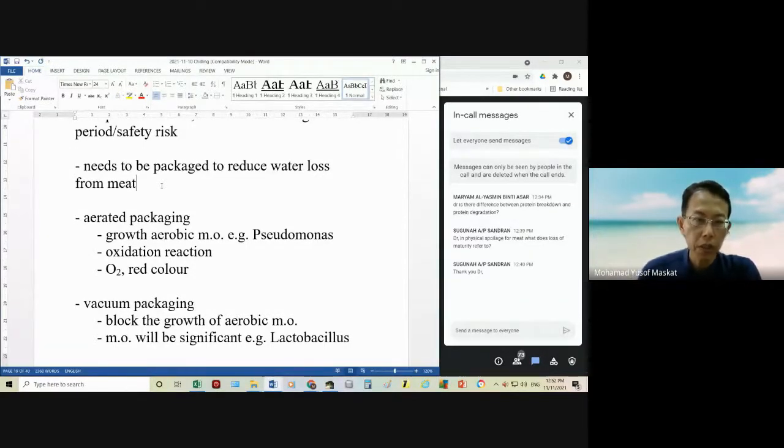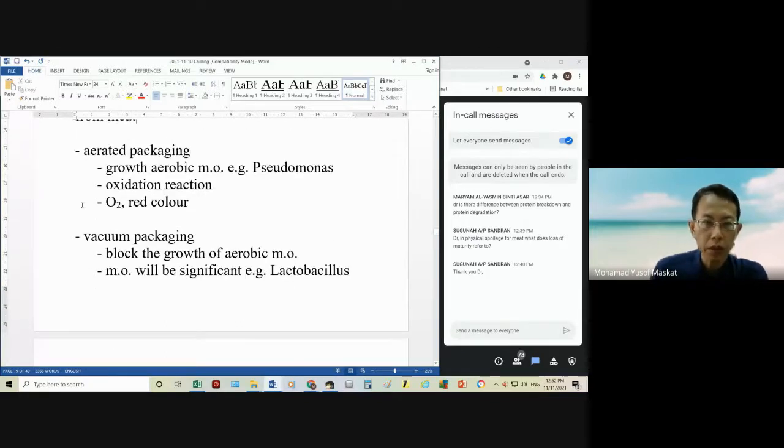How do we package it? There are several methods. The first is just normal packaging, which I put as aerated packaging, meaning that the package has air inside it. The normal type, we put the product inside a package and then we seal it. That's all. So the composition of air inside the package is similar to the composition of air outside of the package, meaning that it has oxygen. So when there is oxygen, it allows aerobic microorganisms to grow. Aerobic microorganisms are microorganisms that can grow in the presence of oxygen. They may need oxygen, or they can withstand oxygen, either one.